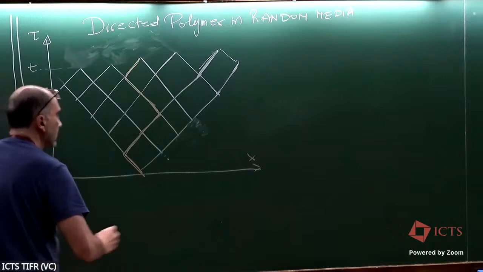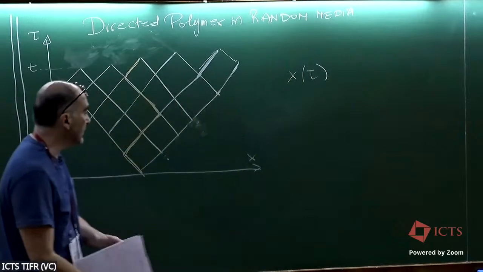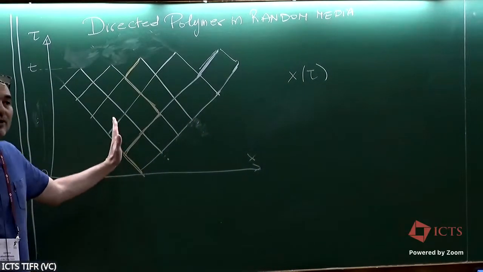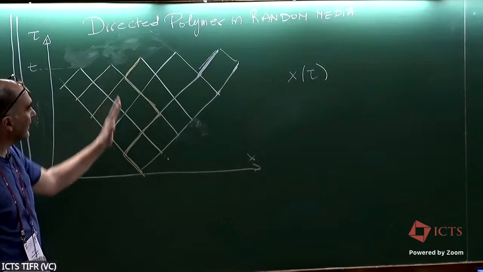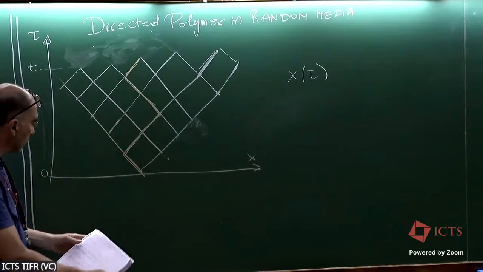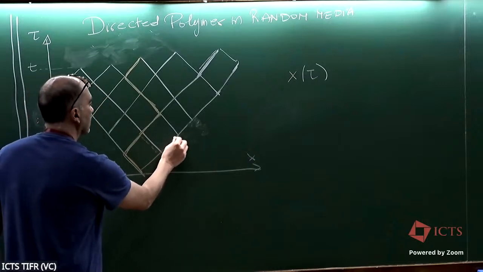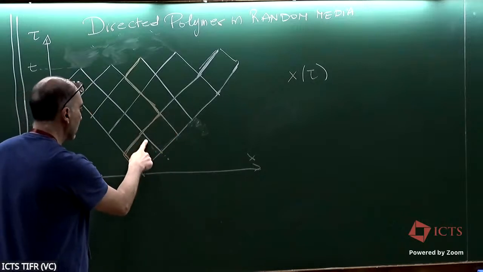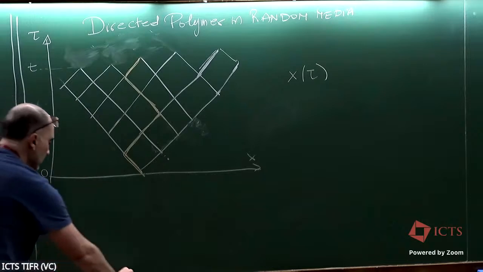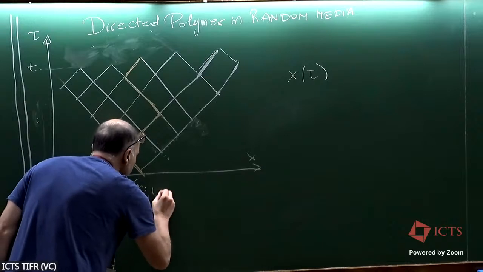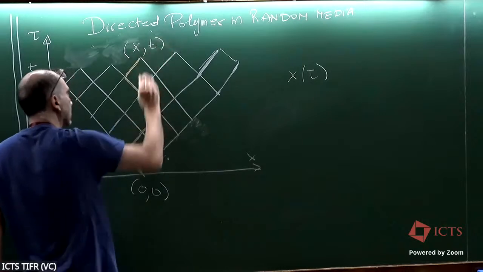So let me say x of tau is a path. We call this time because unfortunately you cannot ever go back in time. You're always forced to go up. So we want to avoid things like this. You cannot do paths of this kind, which are non-directed. So directed means every time you start from 0, 0, the position 0, 0, and you end up at the position x, t.